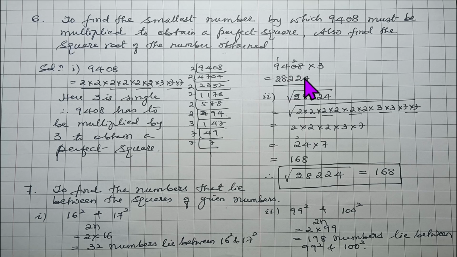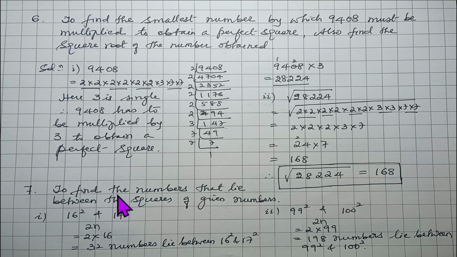28,224, and now we have to find out the square root of 28,224. It's very easy. The square root of 28,224 will be 3 pairs of 2, 1 pair of 3 and 1 pair of 7. Pick one factor from each pair. I get 2 into 2 into 2 into 3 into 7. That will be 2 into 4 is 8, it is 24 into 7, and that is 168. Therefore the square root of 28,224 is 168. So that is the method.